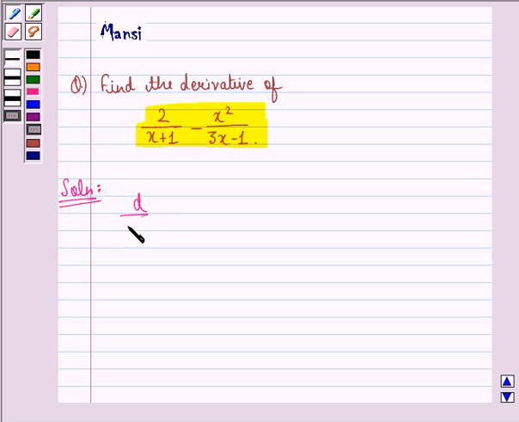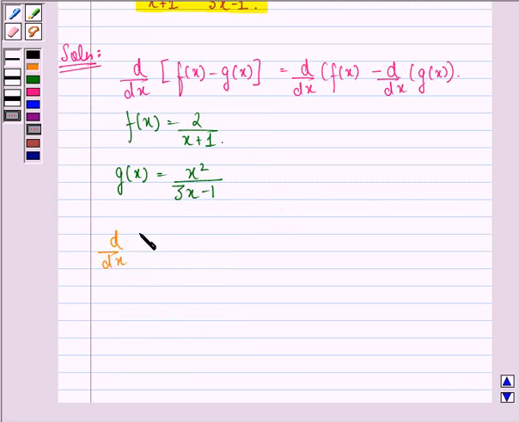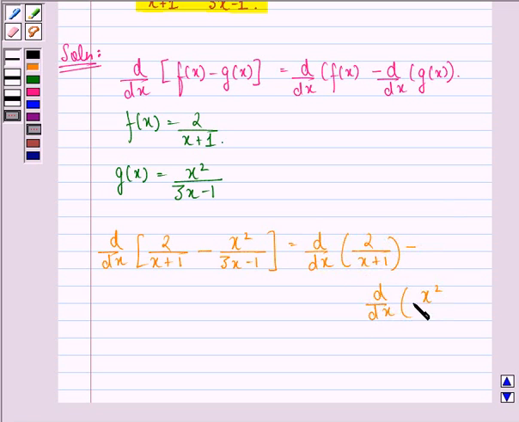First of all, we see that derivative with respect to x of fx minus gx is equal to derivative with respect to x of fx minus derivative with respect to x of gx. If we put fx to be equal to 2 divided by x plus 1 and gx to be equal to x square by 3x minus 1, and putting these values here, we get d by dx of 2 by x plus 1 minus x square by 3x minus 1 is equal to d by dx of 2 by x plus 1 minus d by dx of x square by 3x minus 1.